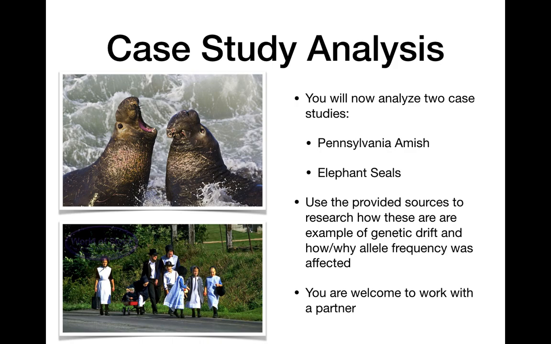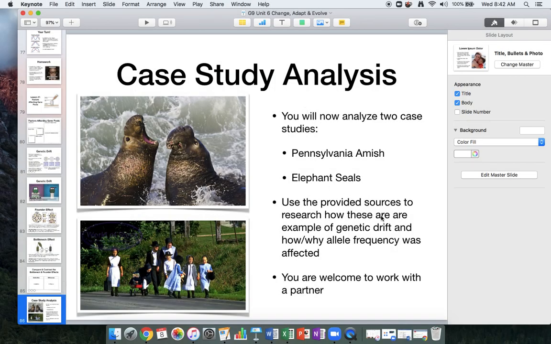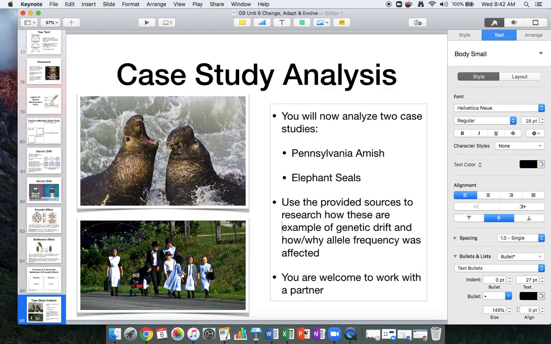Okay, so the last part of today's lesson and your assignment, which I recommend you work with a partner on, is to analyze 2 examples of this, 2 case studies. One is the Pennsylvania Amish down here, and one are the elephant seals. So I've uploaded a document that has links to reliable sources to click the links, read them, and summarize the key ideas for each of these examples. So how are these examples of genetic drift? And how and why the allele frequencies changed.